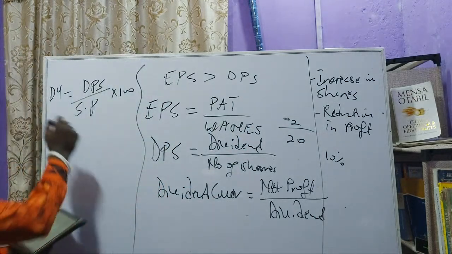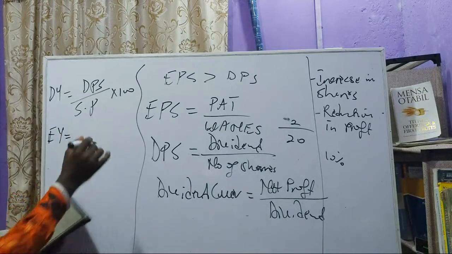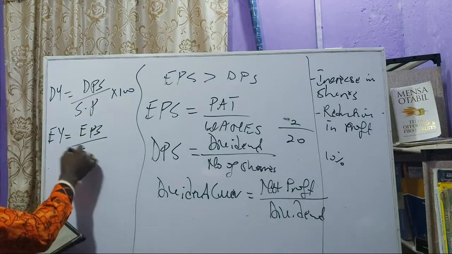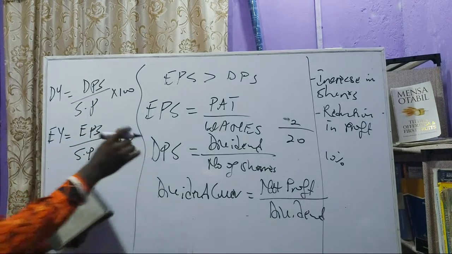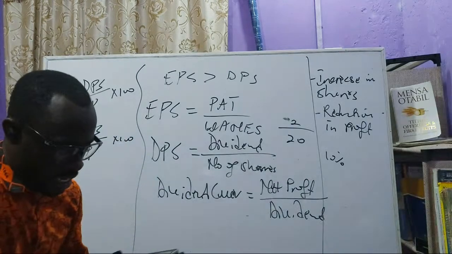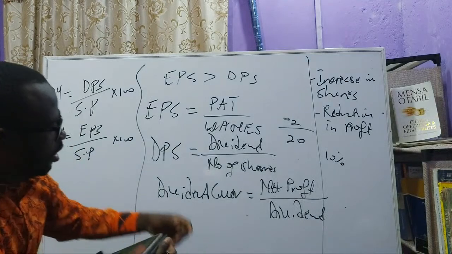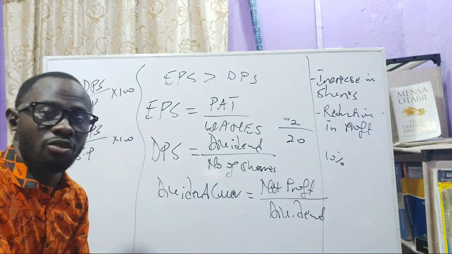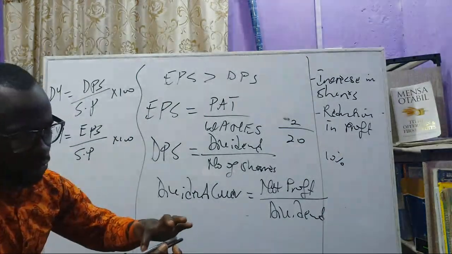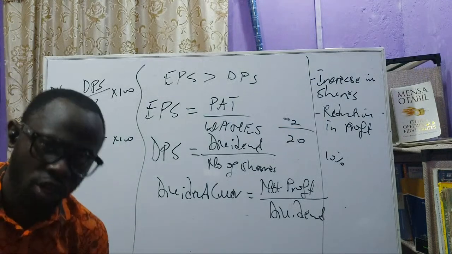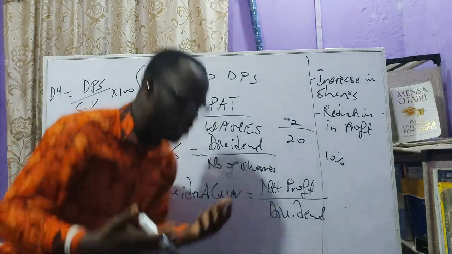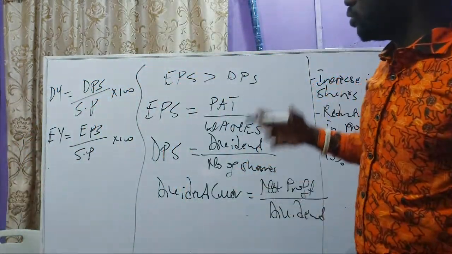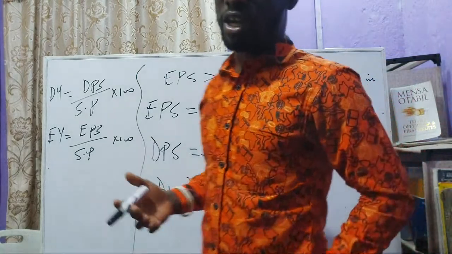And then the last one is the EY. That is the earnings yield. And it has the same concept. That is the earnings per share over the share price, also times 100. And this measures the returns that the shareholders are making in relation to the profits of the organization. So these are the various ratios that you must understand in relation to dealing with interpretation of financial statements.